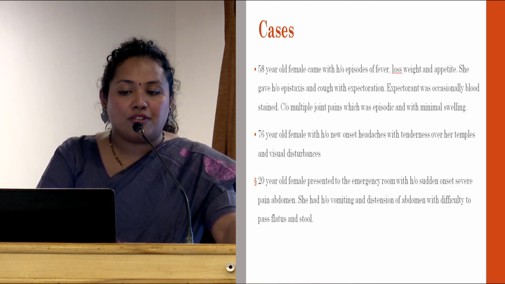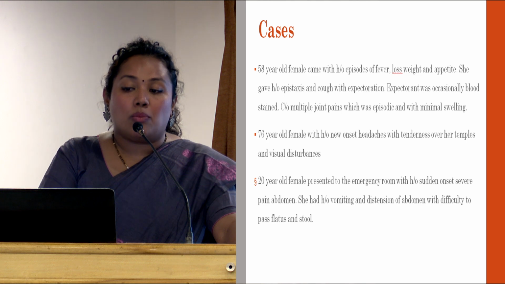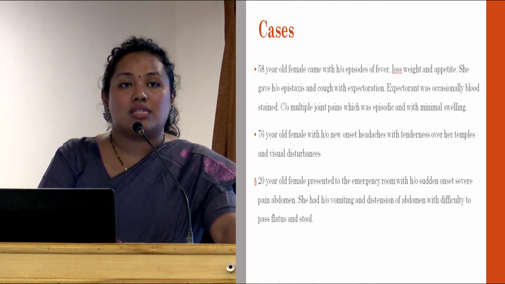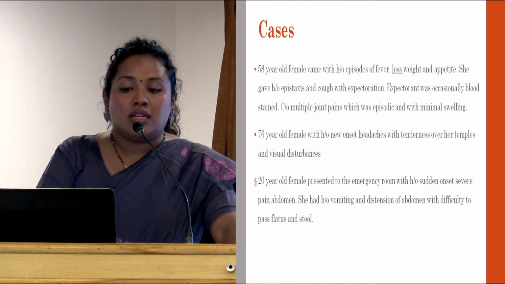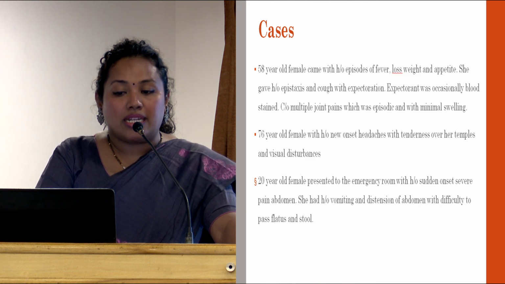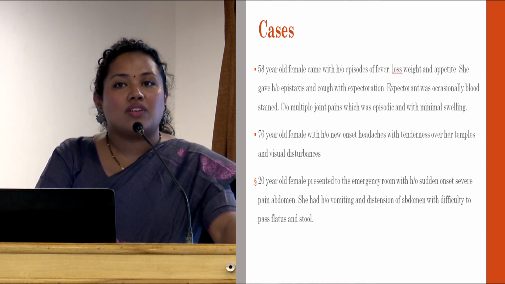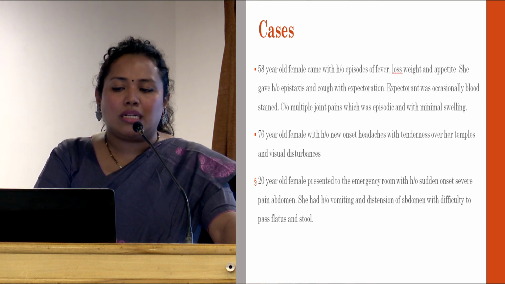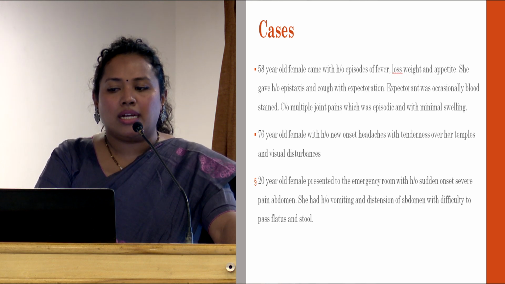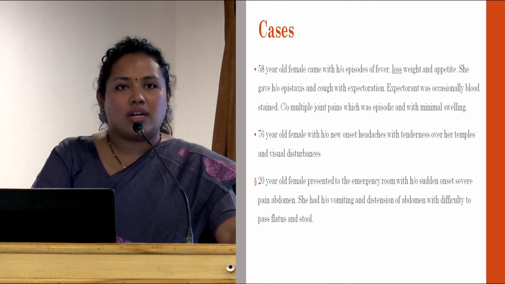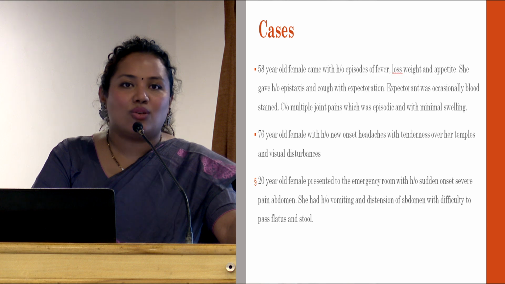So the first one, a 58-year-old female who came with history of episodes of fever, loss of weight and appetite, which was since the past 3 months. She gave history of epistaxis and cough with expectoration. The expectorant was occasionally blood-stained. She also gave history of crusting from the nose. Along with this, she had multiple joint pains which were episodic and mild with minimal swelling, which came and went. So can anybody tell me what they could think of?